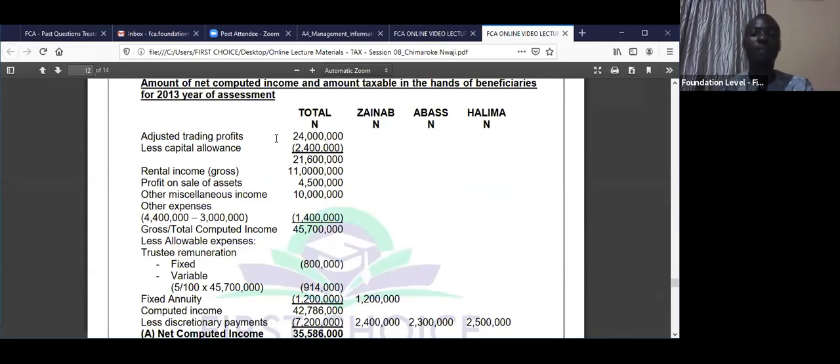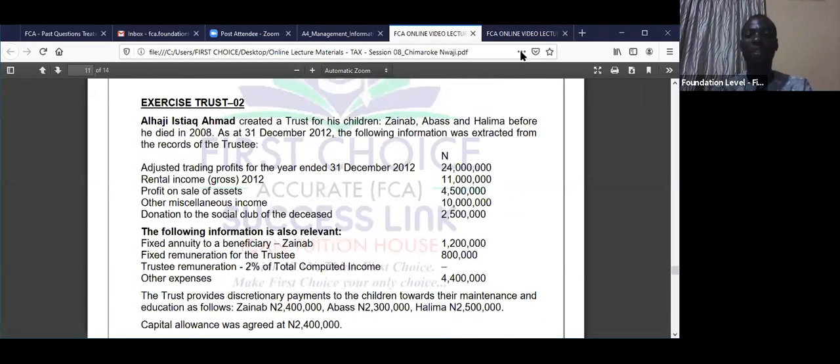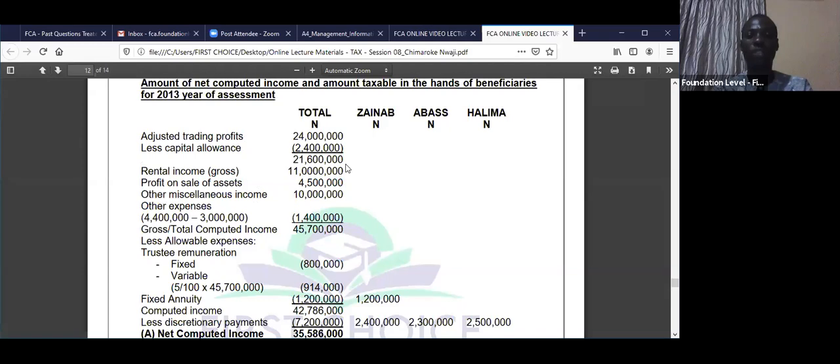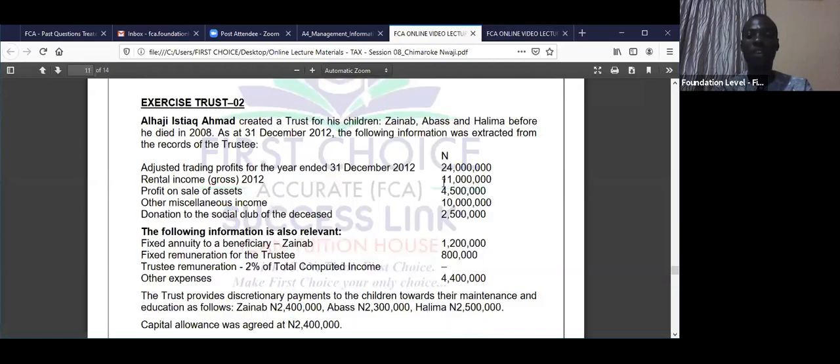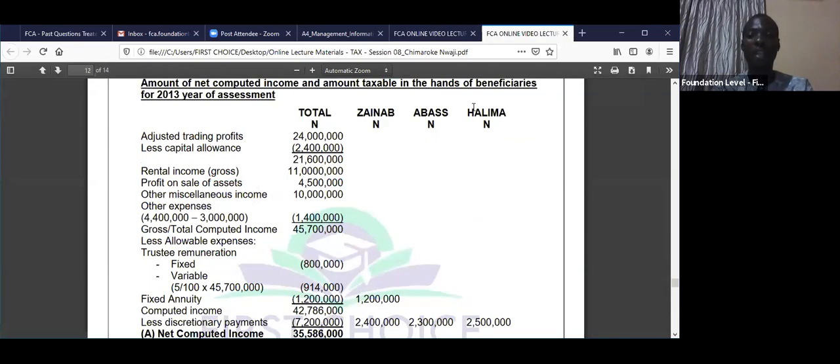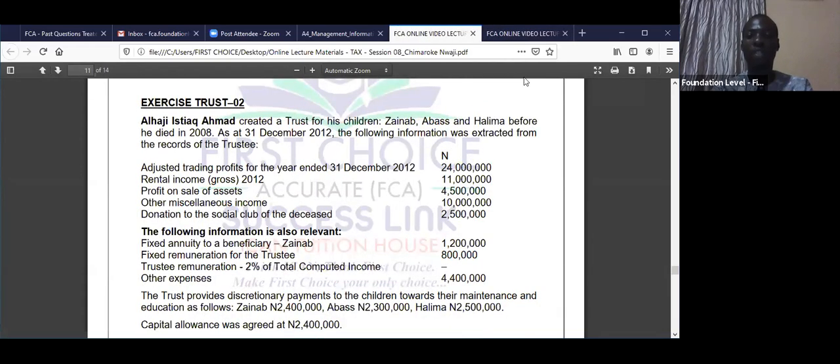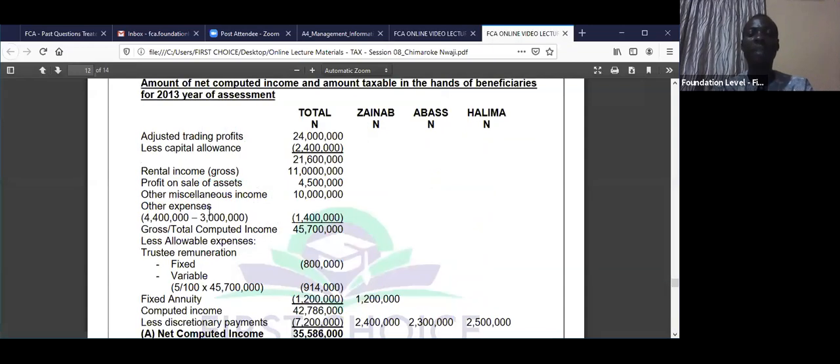Do it like this. Trading profit, we said it was how much? 24 million. Then we bring our capital allowance of 2.4 million to net it off, becomes 21,600. All other profits, we have rental income, we have sale of assets and miscellaneous that we are all taking care of here. Then we said donation is not an income, it's an expense. So let's see how we treated it. Other expenses is supposed to be 4.4 normally, but we said 3 million is supposed to be taxable. That means 1.4 million is what is approved as allowable. That's why we are putting 1.4 million here.